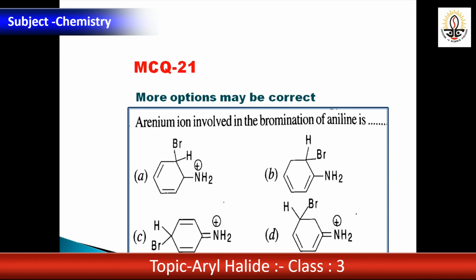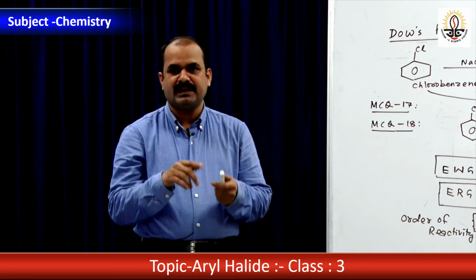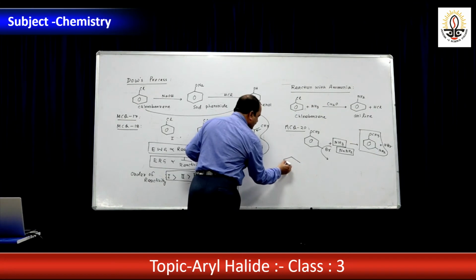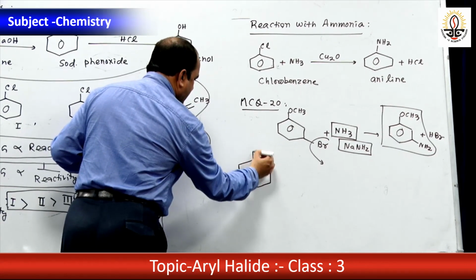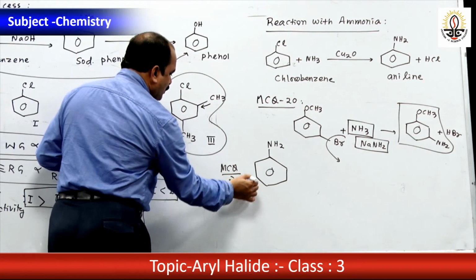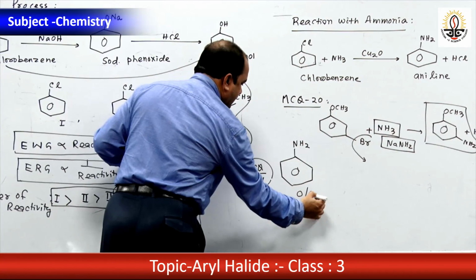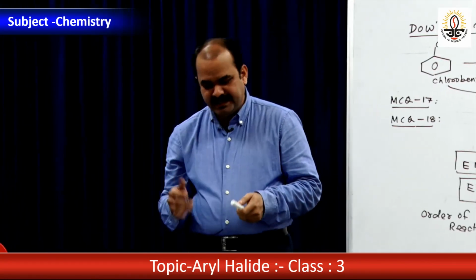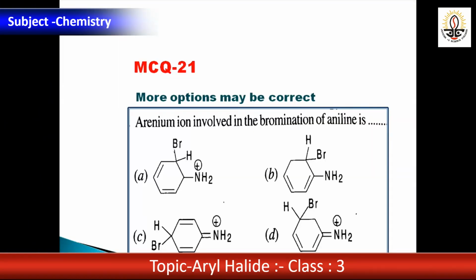We have done ammonolysis of bromobenzene, what are the intermediate products? Aniline is ortho and para-directive. You know aniline is ortho and para-directive due to the presence of the electron releasing NH2 group. The question is aniline, NH2. It is MCQ number 21. What happens when aniline reacts with bromine? Arenium ion involved in the bromination of aniline at what position?